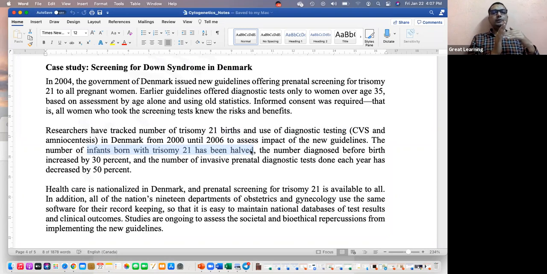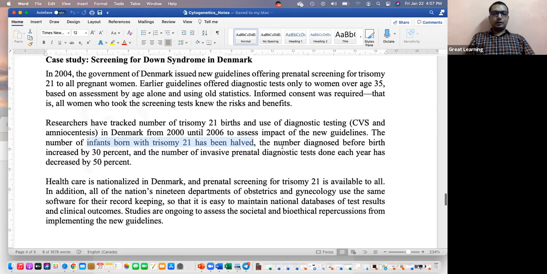So now babies who are born with Down syndrome have decreased because they took care of that already by knowing it. The number diagnosed before birth increased by 30%. So before children were born, they could identify them, and the number of such outcomes has increased by 30%. Parents already got to know that their children can have it. That is the benefit of genetic screening, as genetic counselors recommend.